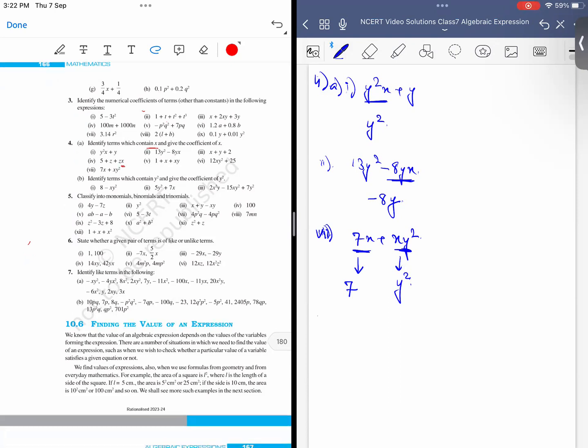Next, B part of this very fourth question: identify the terms which contain y square and give the coefficient. The first part, 8 minus xy square. Now this term here contains y square. What is the factor other than y square? It's minus x, so that becomes its coefficient of y square.